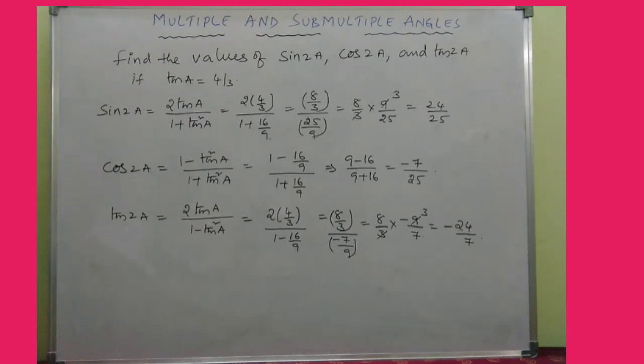So just look at the formulas everybody. Sin 2a is 24 by 25, cos 2a is minus 7 by 25, and tan 2a is minus 24 by 7. Isn't it? So this is the way, my dear, if you are good at formulas, you can solve any kind of problems very easily.